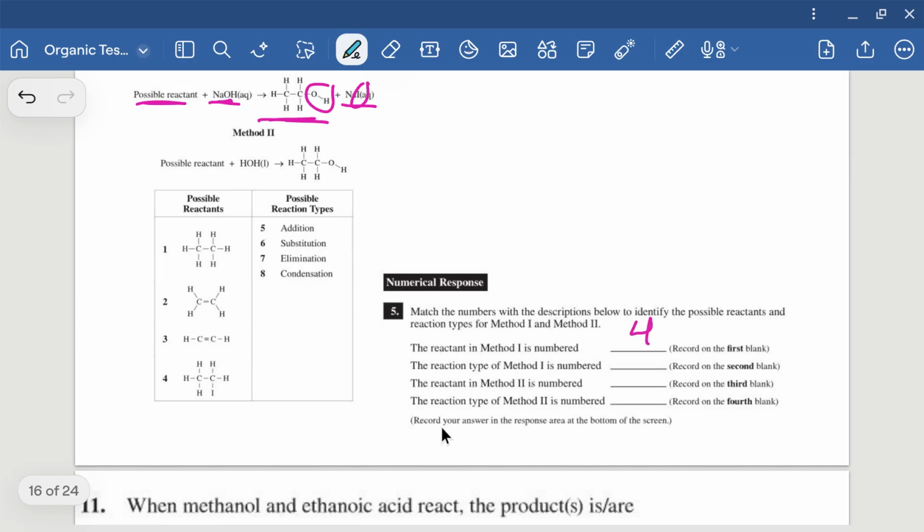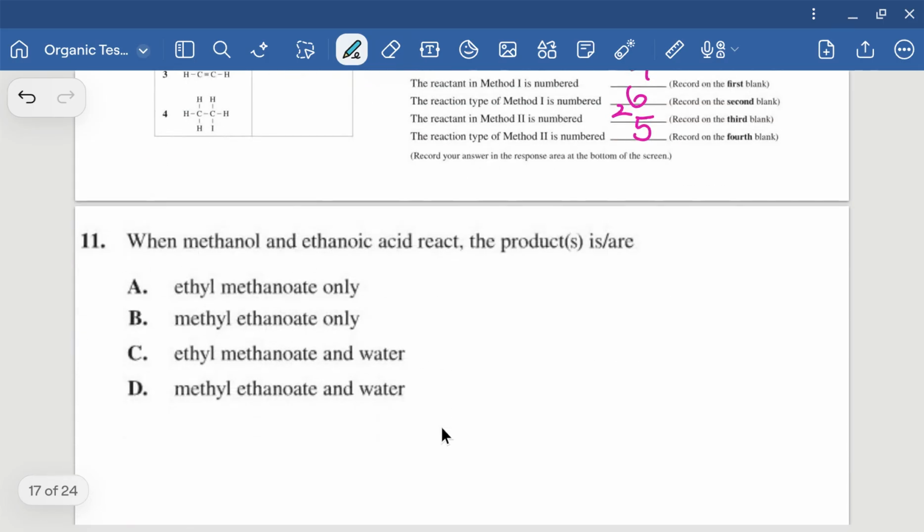And then again, we just mentioned this is a substitution reaction. In the second one, we have 2 reactants and only 1 product. So this looks like this reactant came on to the first reactant, meaning a double bond was broken. And the one that shows that is number 2, and that is called an addition reaction, so 5. So that was 4, 6, 2, 5.